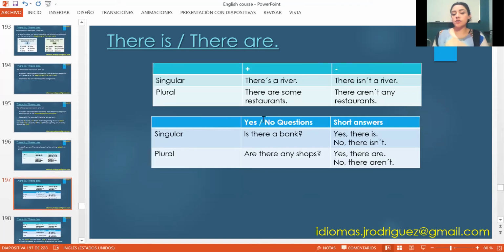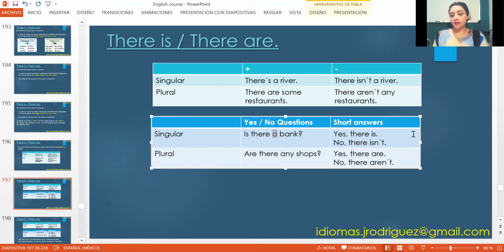Also, we checked the yes/no questions. What are yes/no questions? Again, las preguntas que se pueden responder con un sí o con un no. En este caso, is there a bank? ¿Hay un banco? Yes, there is, or no, there isn't. Okay, yes, there is, or no, there isn't.